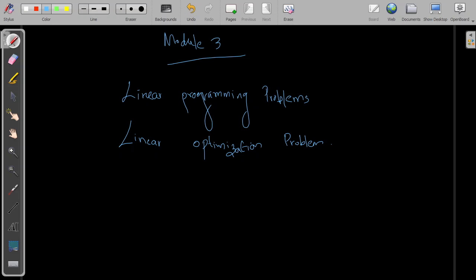We will define some basic terminologies, so that you will get clarity about module 4 and the upcoming modules very effectively. So, linear programming is a mathematical programming technique.